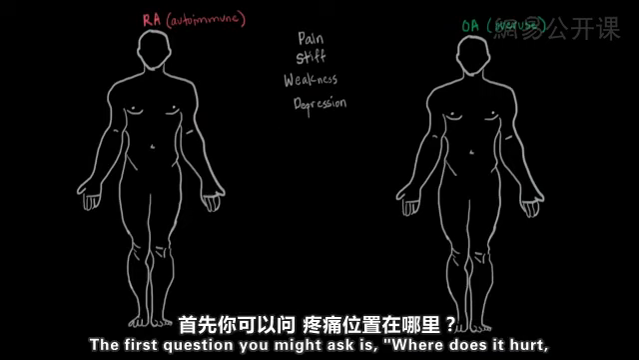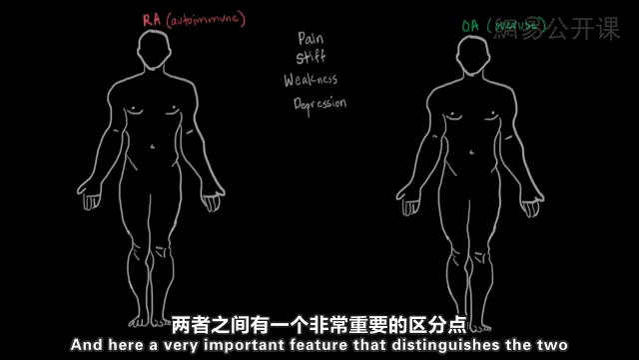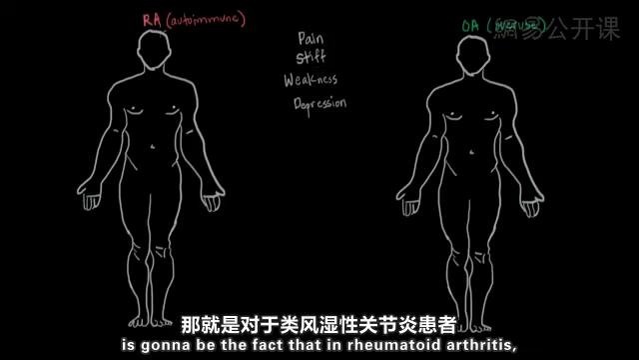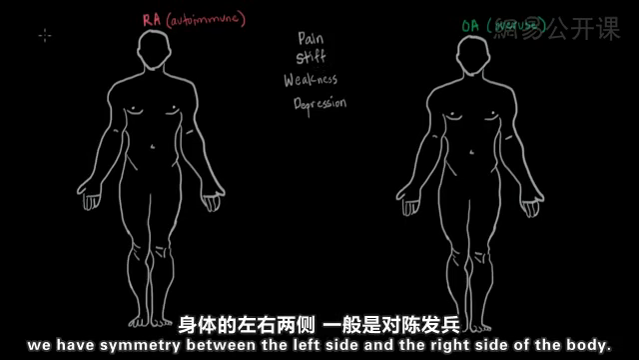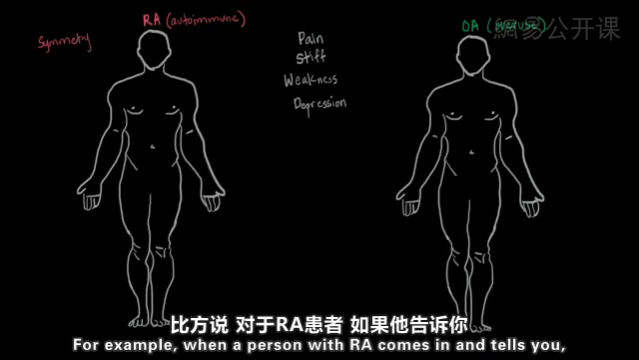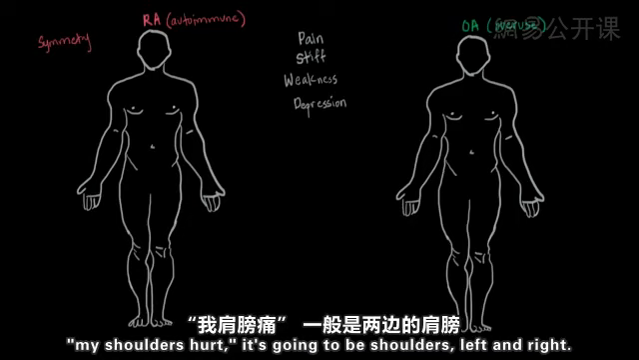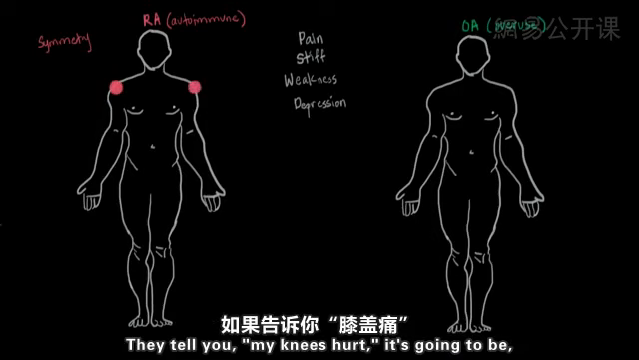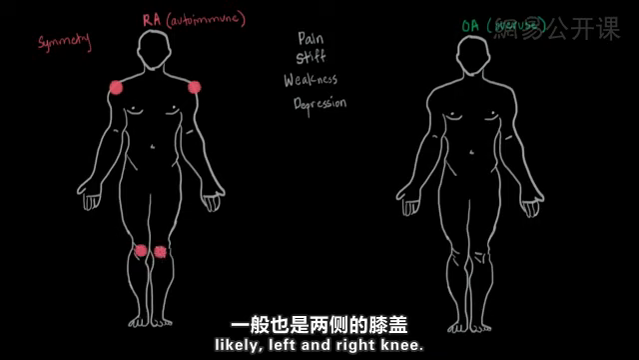And the first question you might ask is, where does it hurt? Which joints? And here a very important feature that distinguishes the two is the fact that in rheumatoid arthritis, we have symmetry between the left side and the right side of the body. So for example, when a person with RA comes in and tells you, my shoulders hurt, it's going to be shoulders, left and right. If they tell you my knees hurt, it's going to be likely left and right knee.